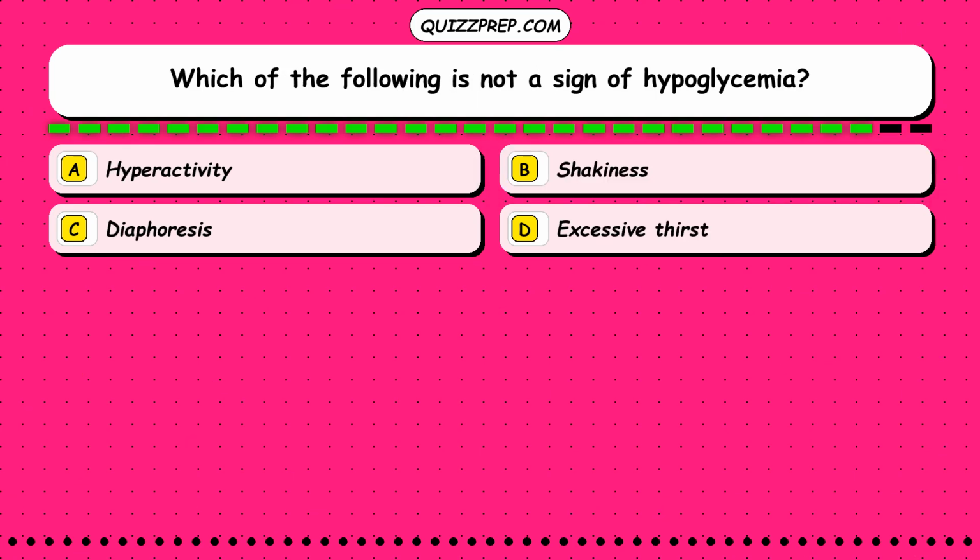Question 172. Which of the following is not a sign of hypoglycemia? Option A, hyperactivity. Option B, shakiness. Option C, diaphoresis. Option D, excessive thirst.